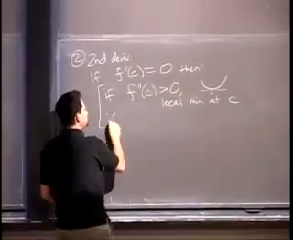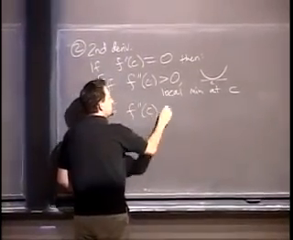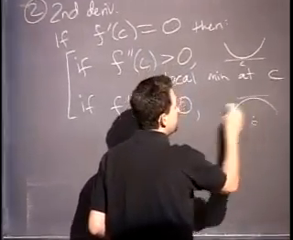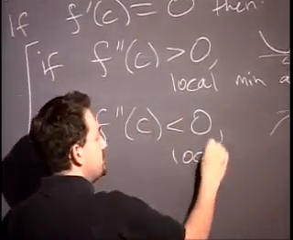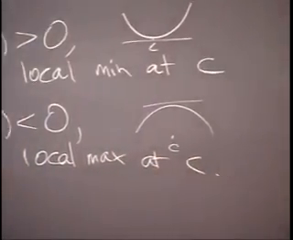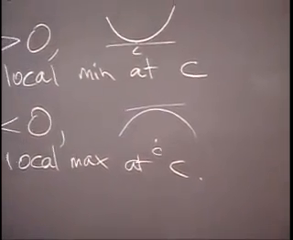Similarly, if the second derivative is negative, it must be concave down, and therefore a local maximum at c. Now, what if the second derivative equals 0?